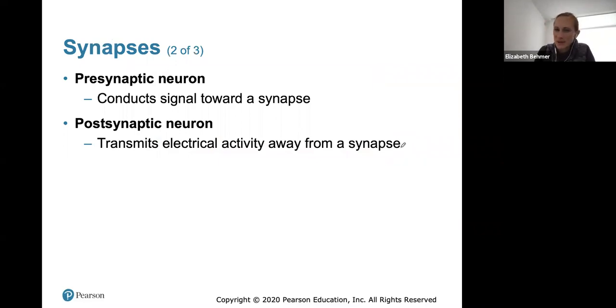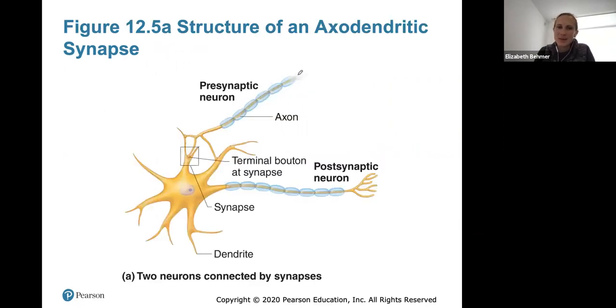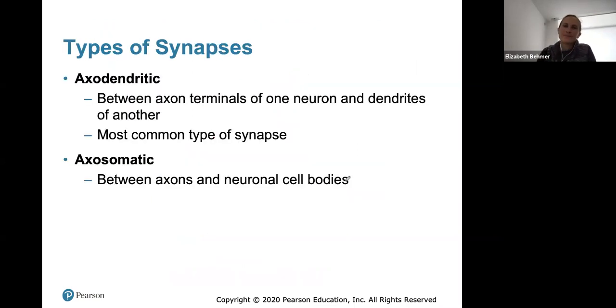We can have 2 different types of neurons. The presynaptic neuron conducts the signal towards the synapse or the junction, and the postsynaptic neuron transmits the electrical activity away from the synapse. Here we have the presynaptic neuron coming down. Here's the terminal bouton at the synapse. You can see how it branches, and it will conduct its signal on to the next neuron located there. So the presynaptic neuron is the first one, and the postsynaptic neuron is after the synapse.